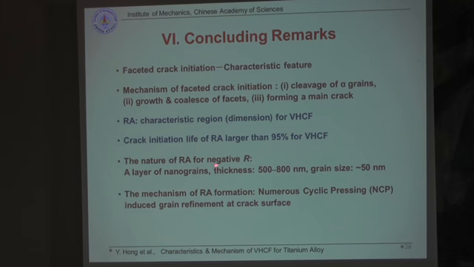And the nature of the RA region for negative stress ratio is a layer of nanograins. The thickness is 800 to 1,500 nanometers, and the grain size is 100 nanometers. And the mechanism of the RA area is what we call numerous cycle pressing due to the contact between the two crack surfaces, assisted by the crack closure and the addition of residual stress.